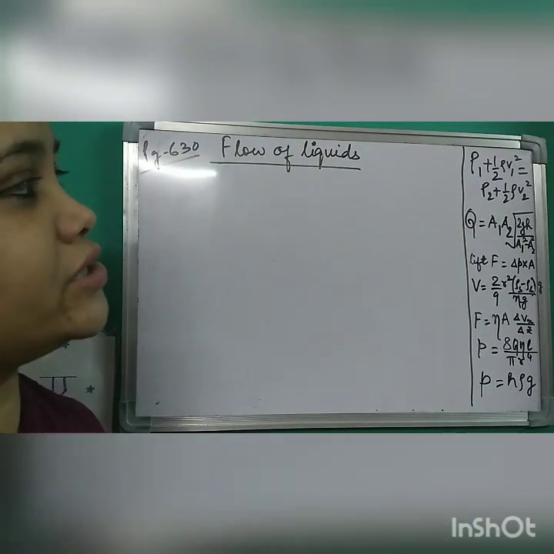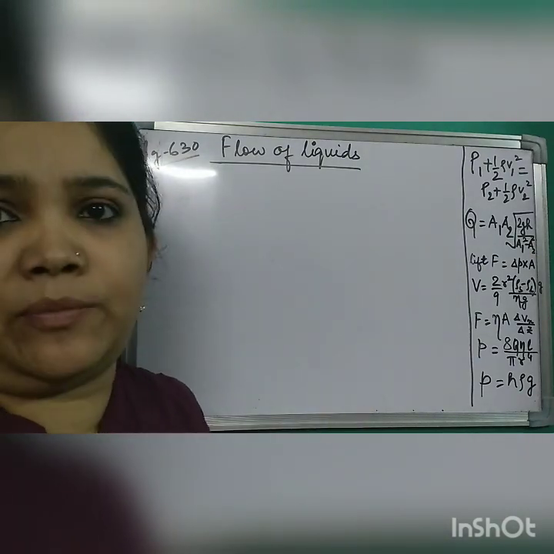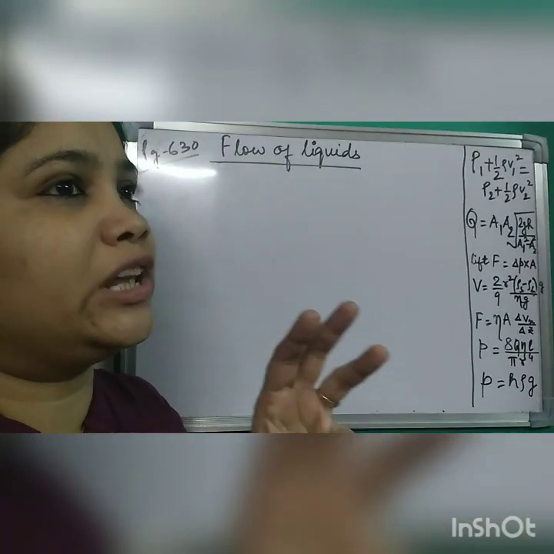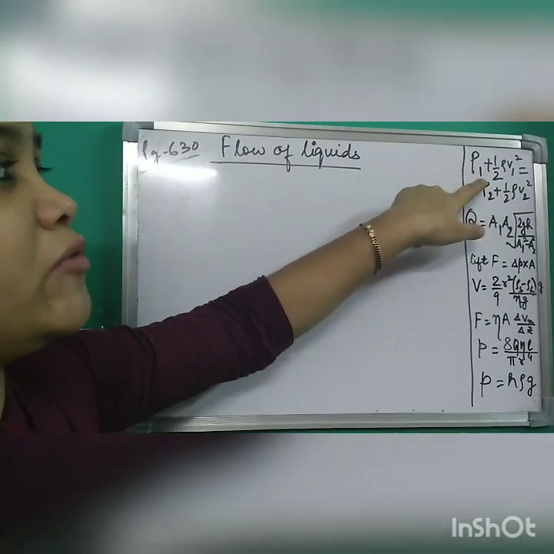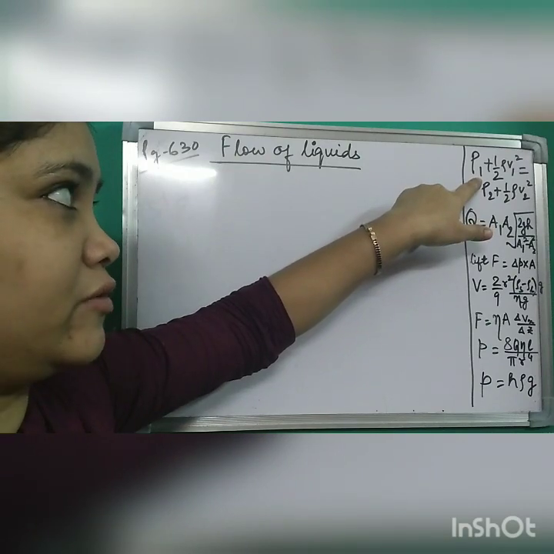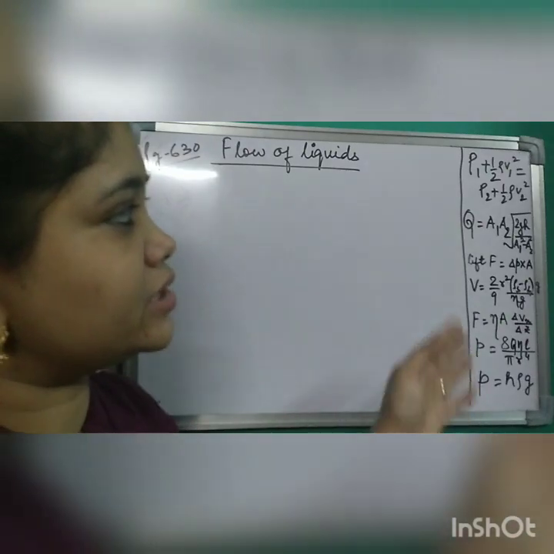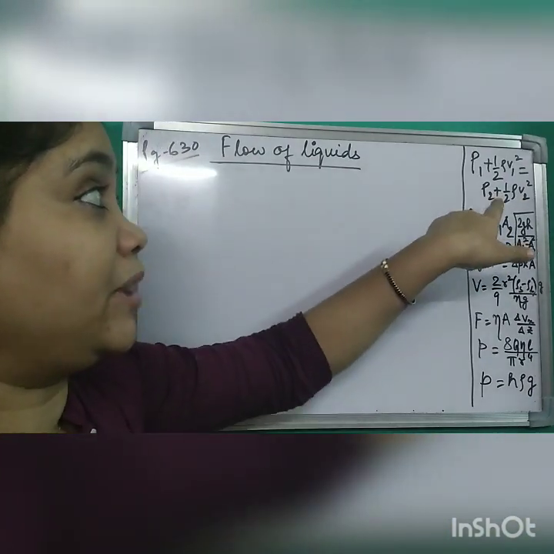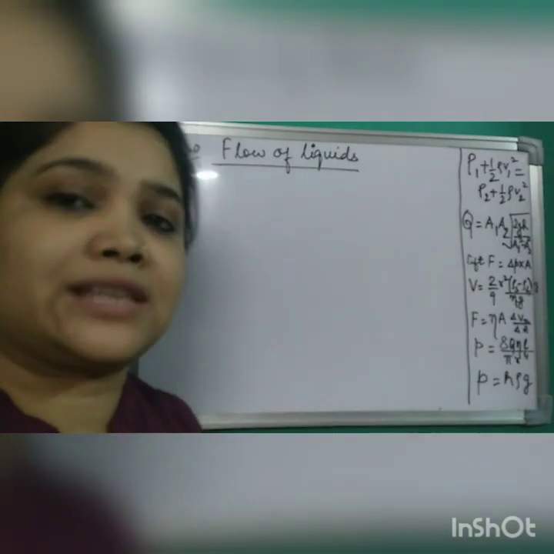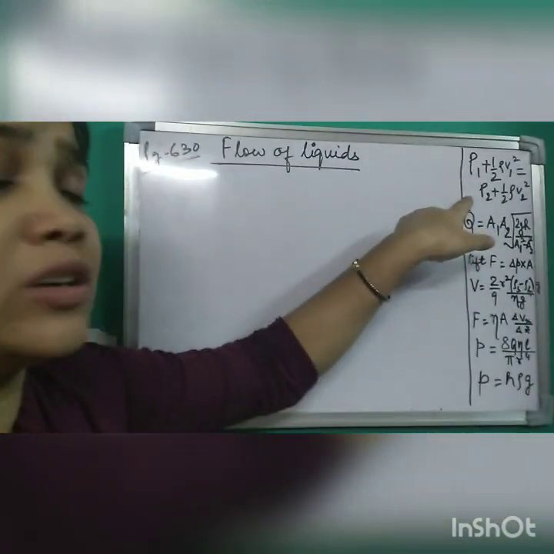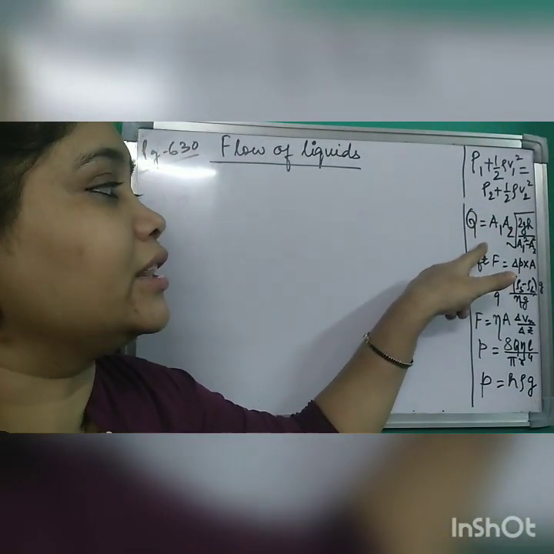The first formula is Bernoulli's theorem for a horizontal stream, when the liquid is flowing in a horizontal direction. P1 is the pressure at the first end, plus half rho V1 square, which is the kinetic energy at the first end, is equal to the pressure at the second end plus the kinetic energy at the second end. This is Bernoulli's theorem for the horizontal stream.